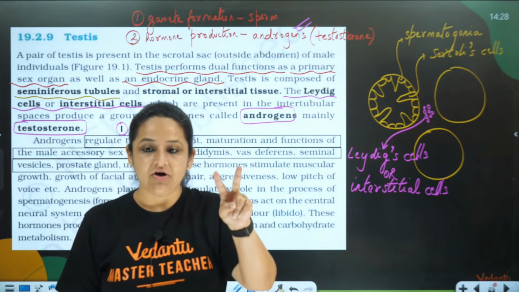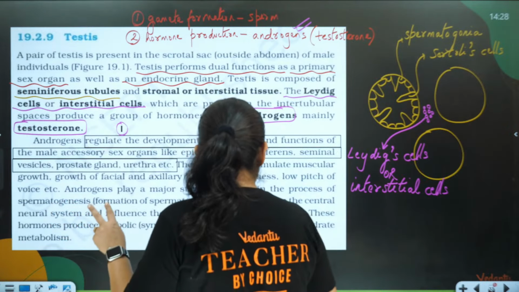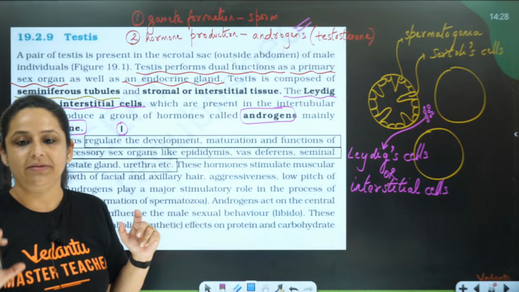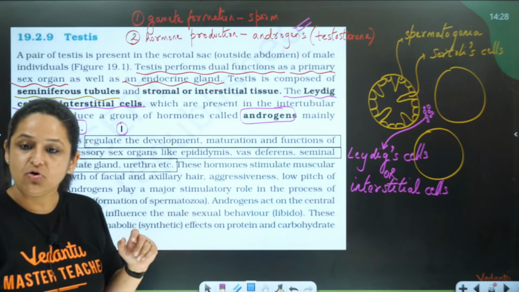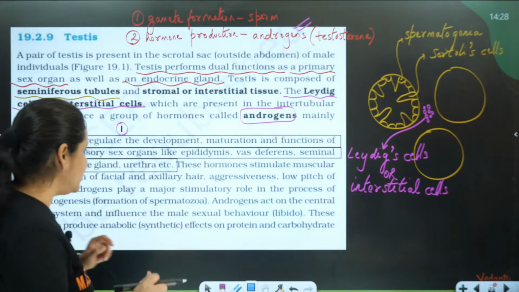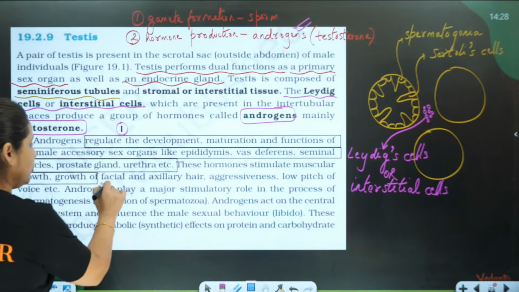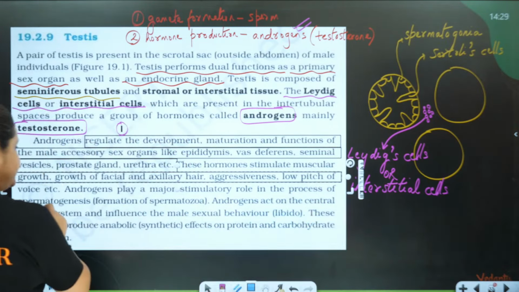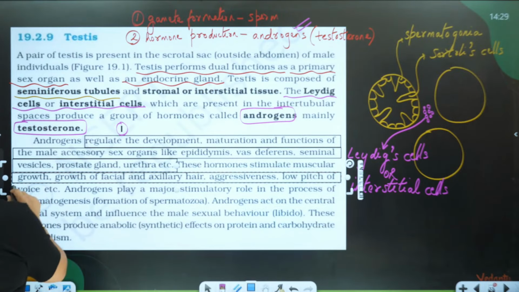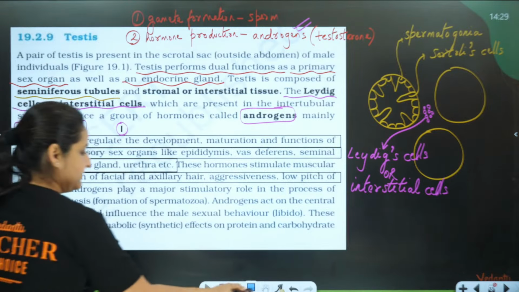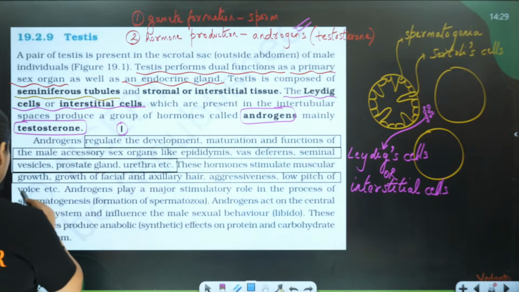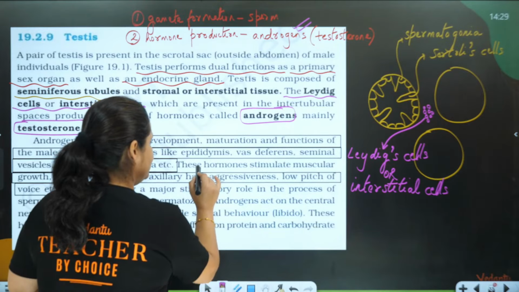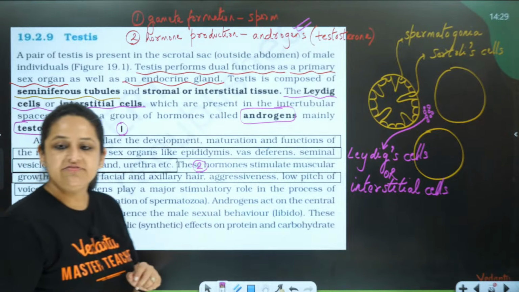Now let's come to function number 2. These hormones stimulate the secondary sexual characters of the male. The male-like characters are also regulated by them. What are these? Like muscular growth, growth of facial and axillary hair, aggressive behavior of males, low pitch voice. All the secondary sexual characters are regulated by them. So this is function number 2.